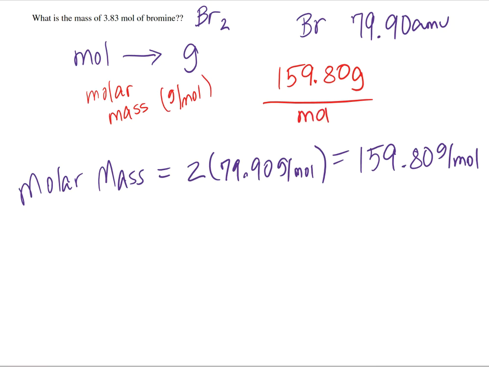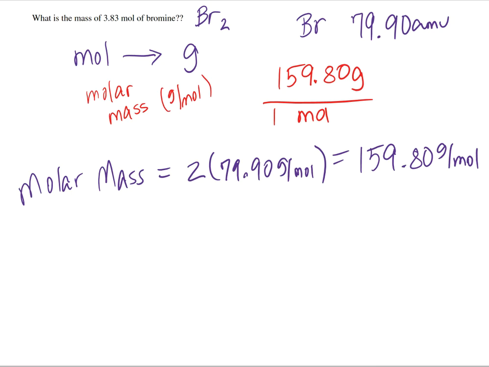Now I can put an invisible 1 here if I want. I can leave it without showing the 1. But if you put something there in front of that mole, just make sure that it is a 1. And so for every 1 mole, that's equivalent to 159.80 grams. So that is our conversion factor.